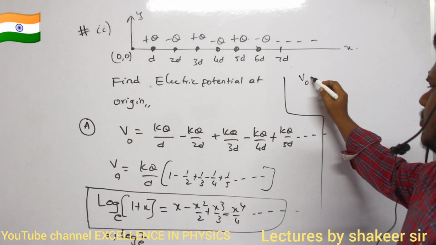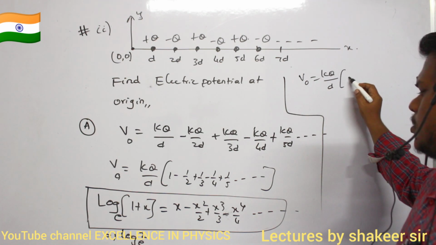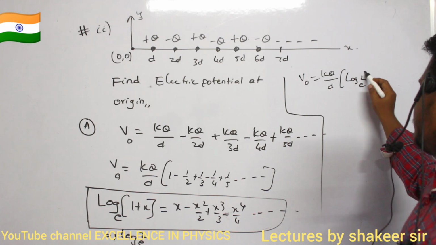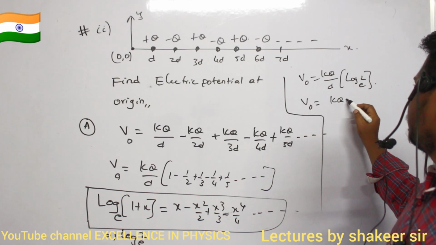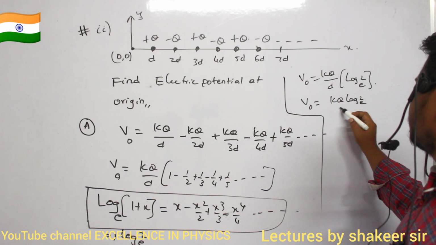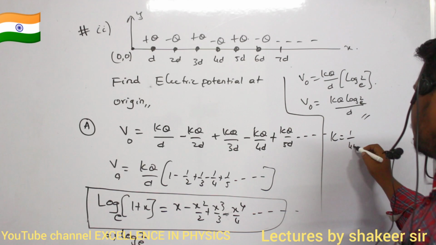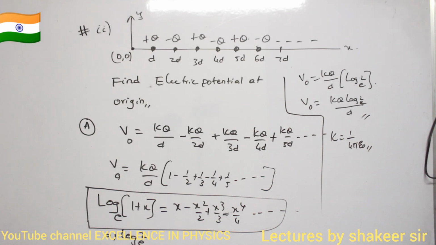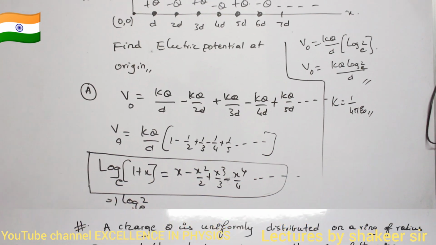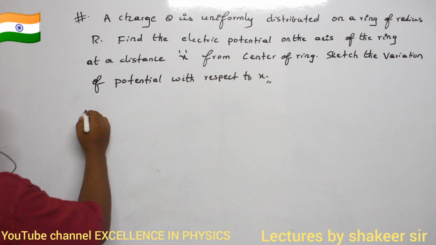So potential at point O is equal to KQ divided by D into log 2 to the base e. Clear? So therefore, KQ log 2 to the base e divided by D. And K value already we know, it is 1 by 4 pi into epsilon naught. Okay, that's all. So this is the given question.